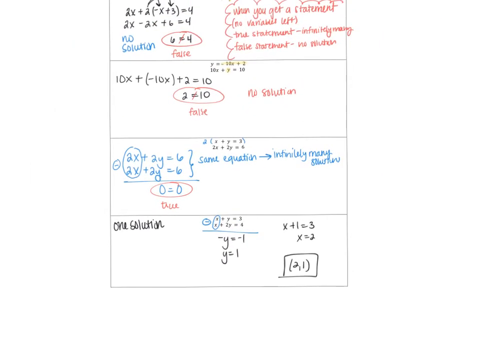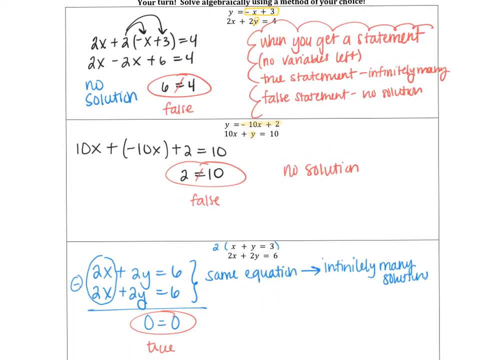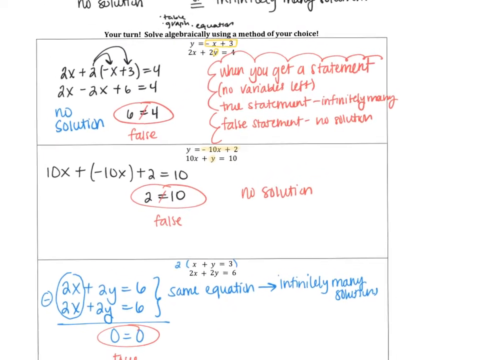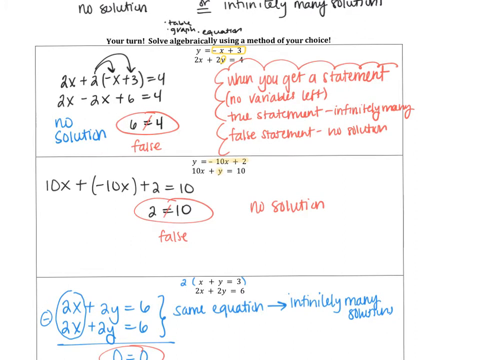So this is a really quick video, but the important part is that when solving a system of equations the way that we have been, if you come down to some kind of statement and it's false, we've got no solution. If you come down to some kind of statement and it's true, you have infinitely many solutions.